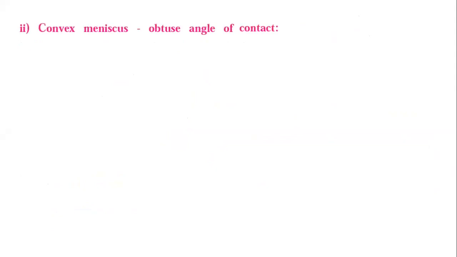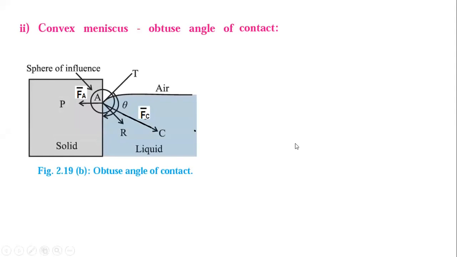Second one, convex meniscus, obtuse angle of contact. And you know that it is the case of mercury, and mercury does not wet the solid surface, that everyone knows. Okay, mercury does not wet the solid surface. Now pay attention. Now let us display the diagram. So this is the diagram.